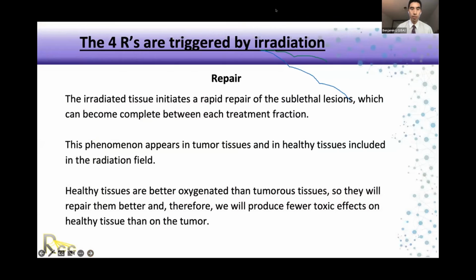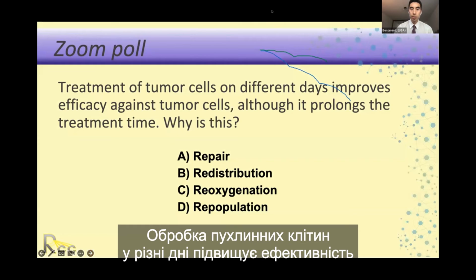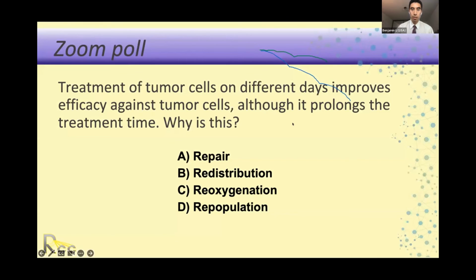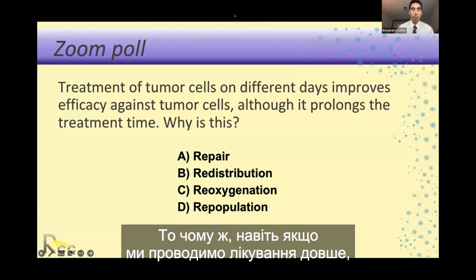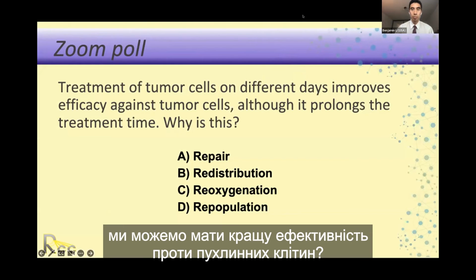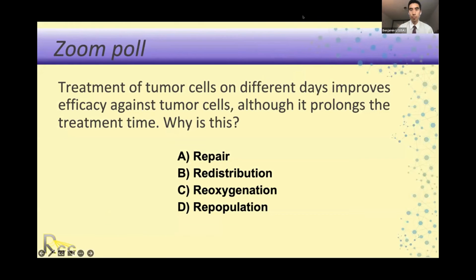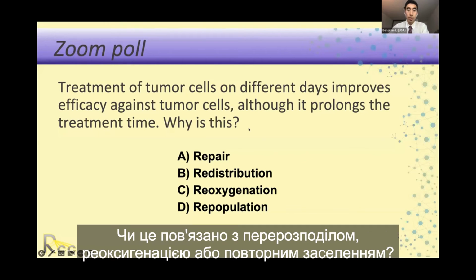Next question. Treatment of tumor cells on different days improves efficacy against tumor cells, although it prolongs the treatment time. So why is it that even though we're doing a longer treatment time, we might have better efficacy against the tumor cells? Is it due to repair? Is it due to redistribution, reoxygenation, or repopulation?